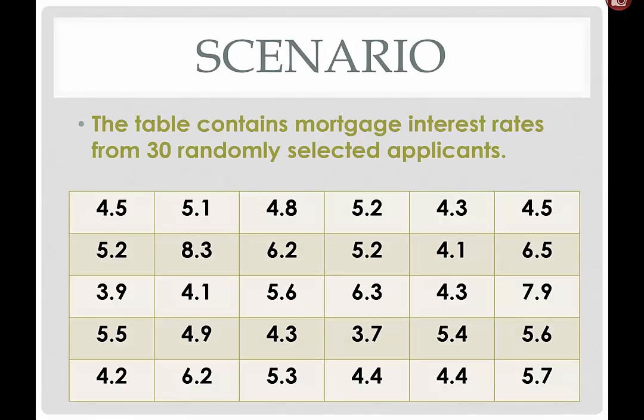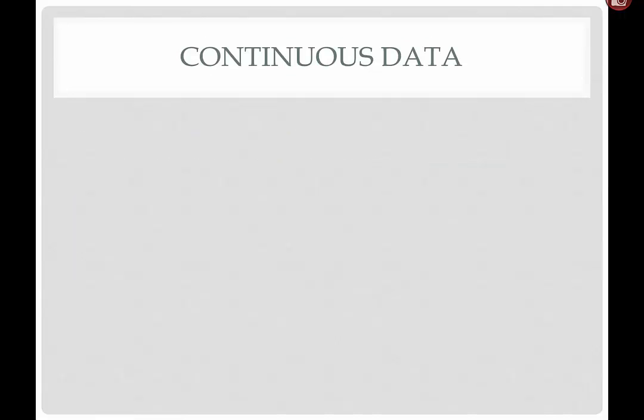All right, so now we have another scenario, and we're looking at mortgage interest rates from 30 randomly selected applicants, and this is for one specific period of time. So these are all the different interest rates that those applicants were offered. Okay, and so we want to now look at continuous data because all those mortgage rates, they're not whole numbers. They have all of those decimals in between.